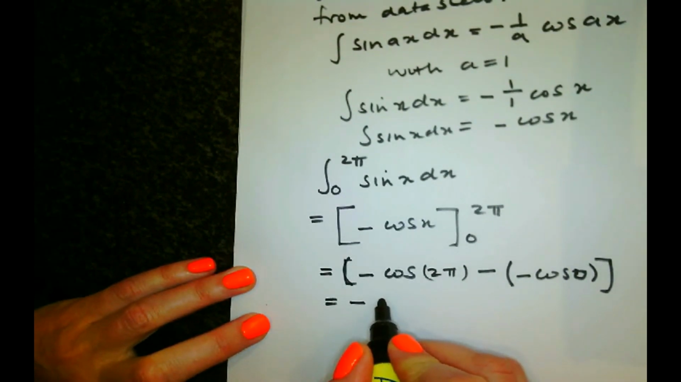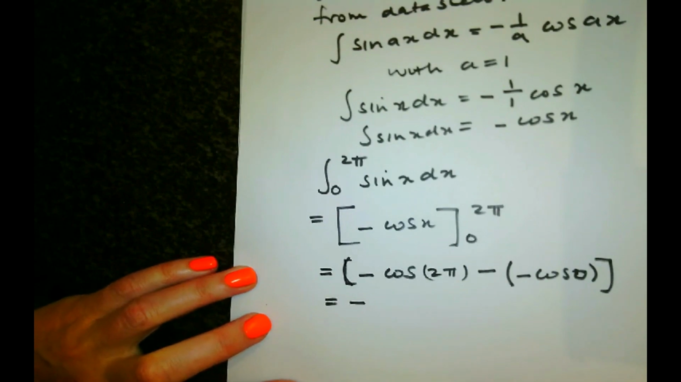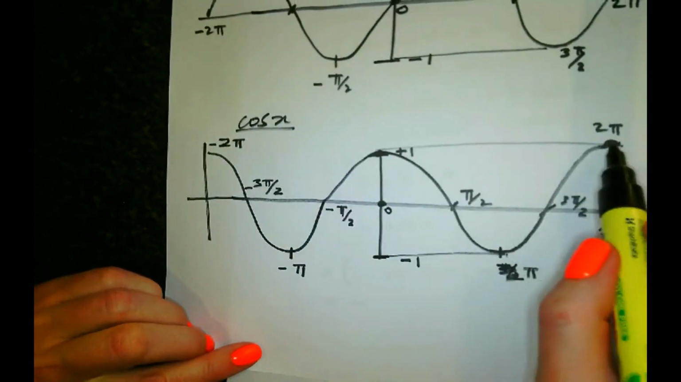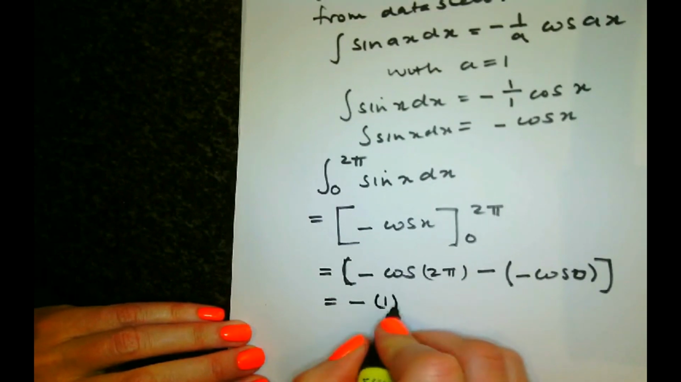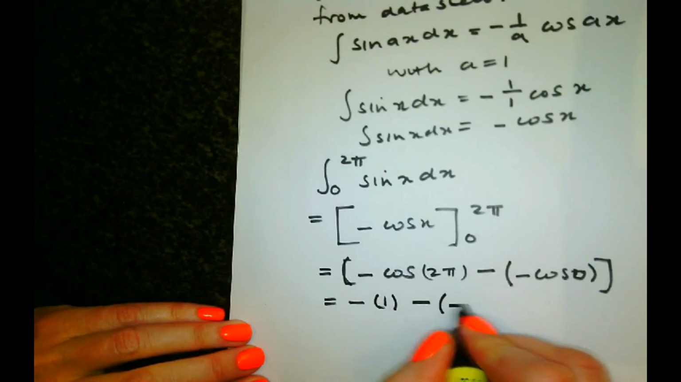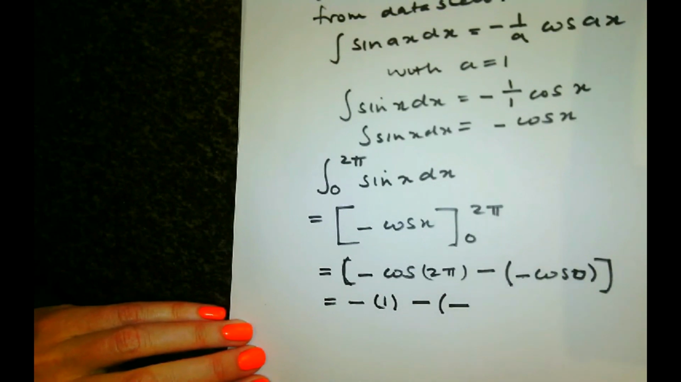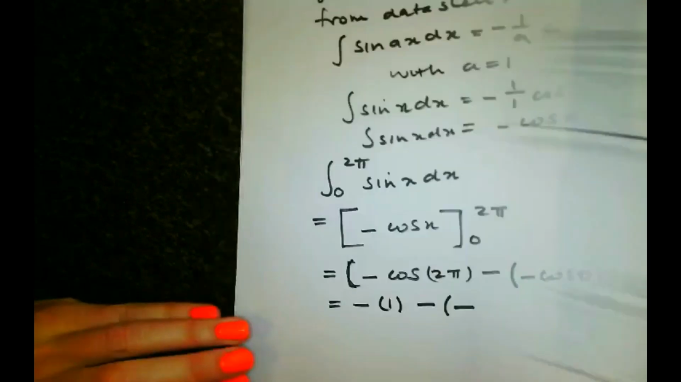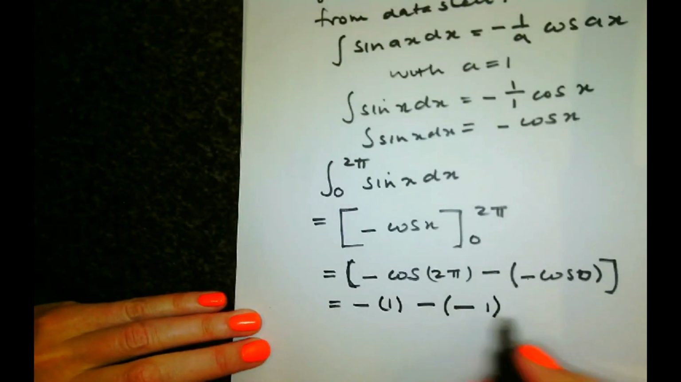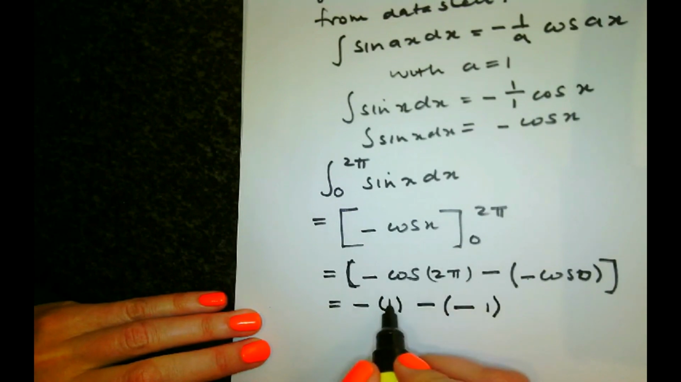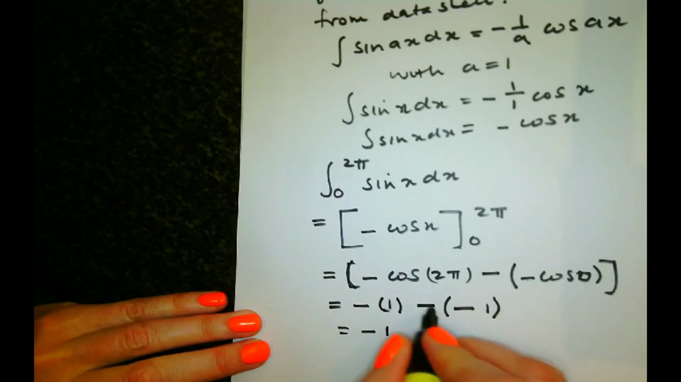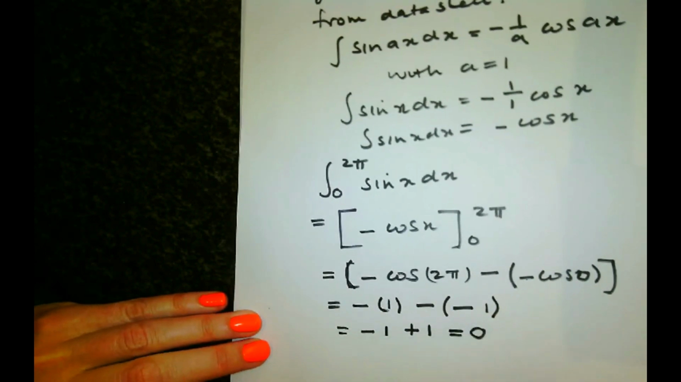So minus cos of 2 pi. If we go back to our cos graph, cos of 2 pi we said is equal to 1, minus 1. We have another minus. That minus cos of 0, cos of 0 we said is also equal to 1. So minus 1. So that's that minus, cos of 2 pi is 1, minus cos of 0 is 1. So it's minus 1, minus times a minus is a plus 1, gives you 0.